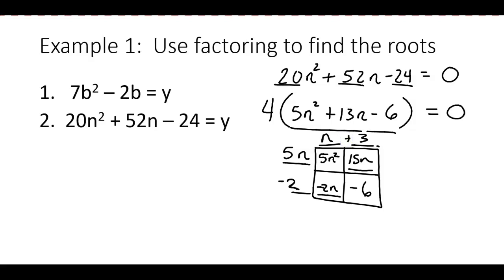So when it doesn't work the first time, just switch the numbers. If that doesn't work, then that means 3 and 2 is not the correct choice to go with. Try 1 and 6 instead, and so on. It's a guess and check thing. You just kind of got to keep messing with it. So we still have this 4 here. We have n plus 3, and we have 5n minus 2.